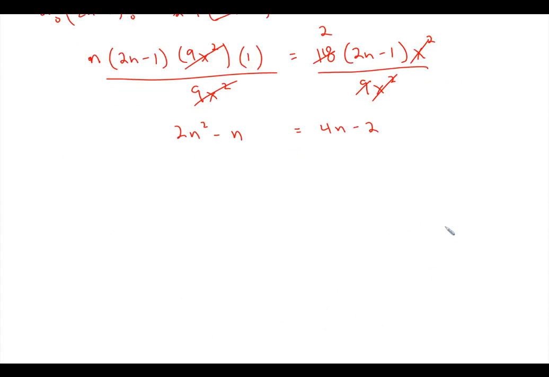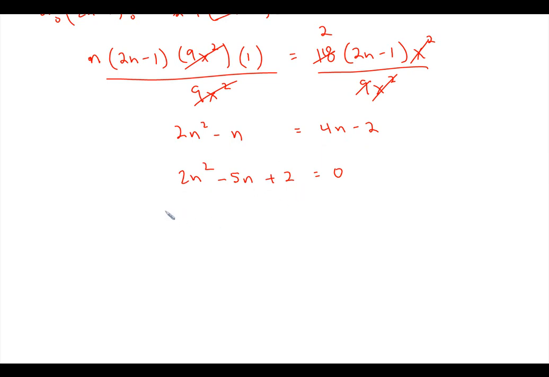And then let's set the problem equal to 0. So we have 2n squared minus 4n on both sides. This will be minus 5n, and then plus 2 is equal to 0. And then let's factor this.